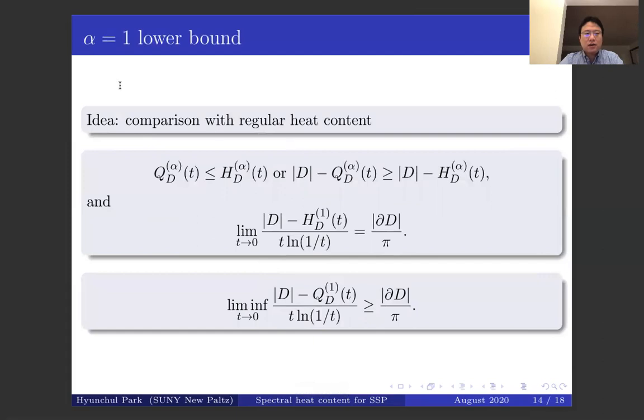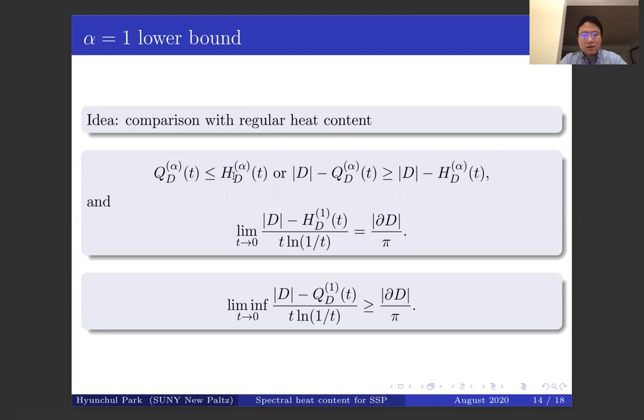So the next case is alpha equal to 1, and this is more difficult. There are two parts. We want to find the second term of the spectral heat content for alpha equal to 1, or the Cauchy process. For the lower bound for heat loss, we are going to compare the spectral heat content with the regular heat content. This is similar to the spectral heat content, but there is no Dirichlet boundary condition, so heat can move back and forth freely.